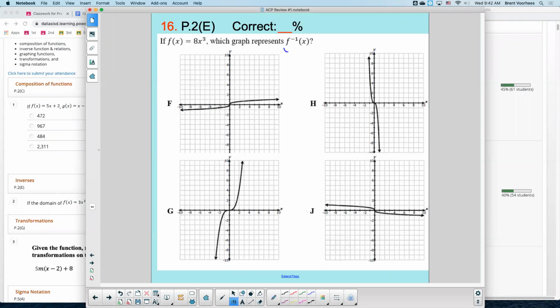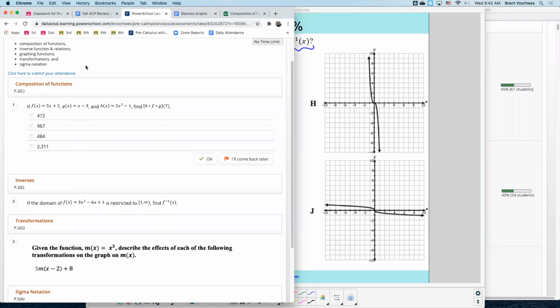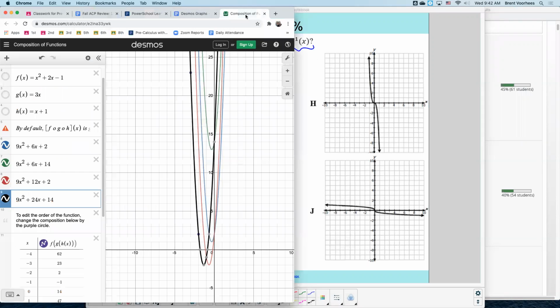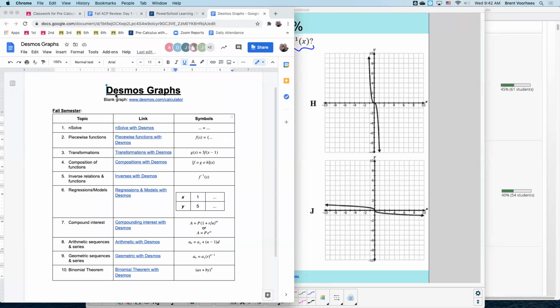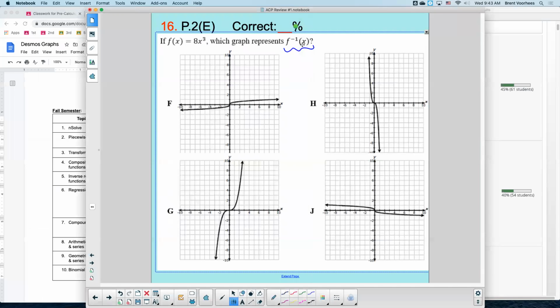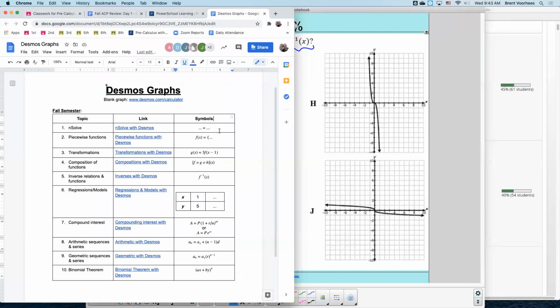You're looking at that and you're going, man, I don't know. What in the world does that symbol mean? Well, here's what I recommend. I'm going to close my Desmos from the previous problem. Go to this Desmos graphs list, this table, and look down the symbols column. You will see a symbol that looks like f negative 1 of x. What number on the left side do you see f negative 1 of x on?